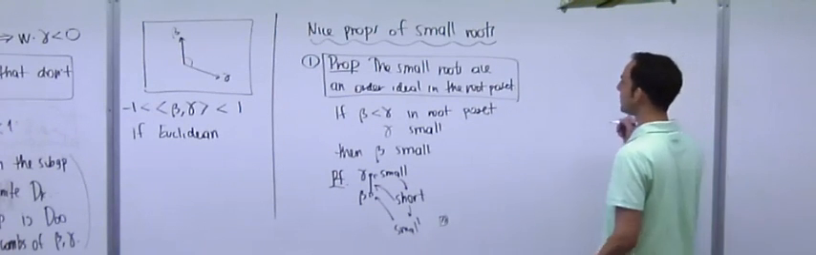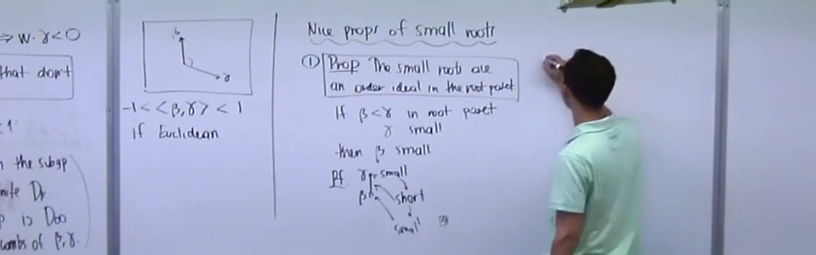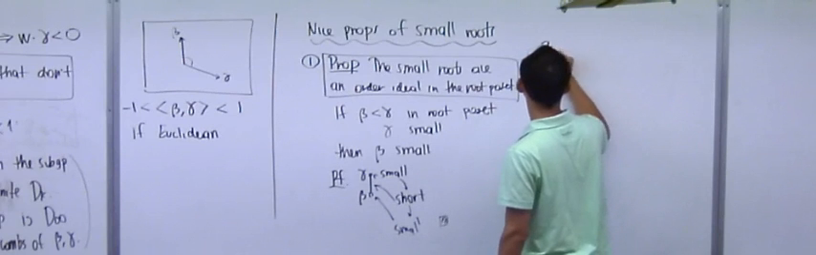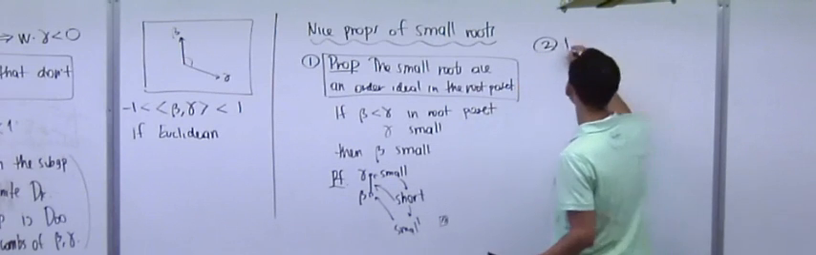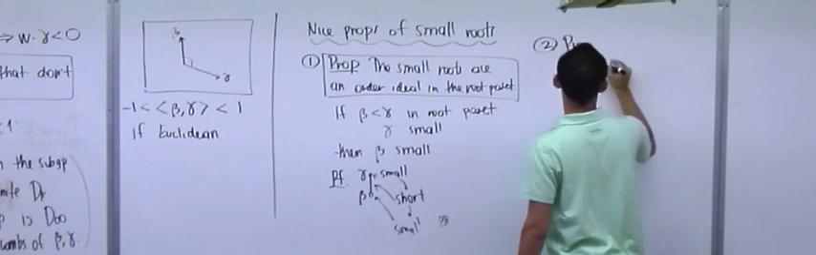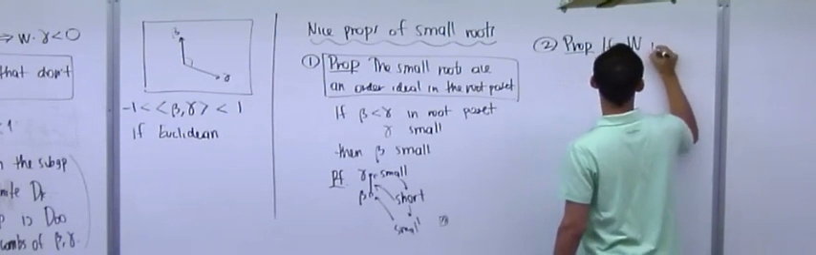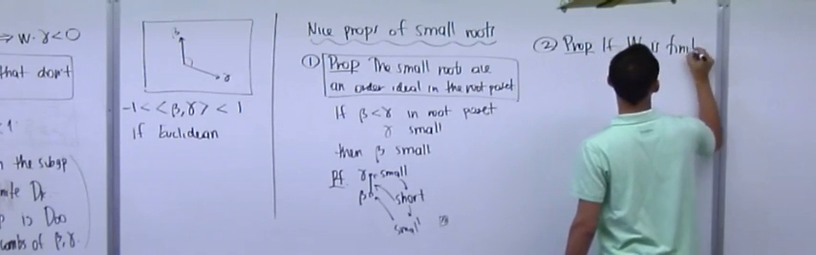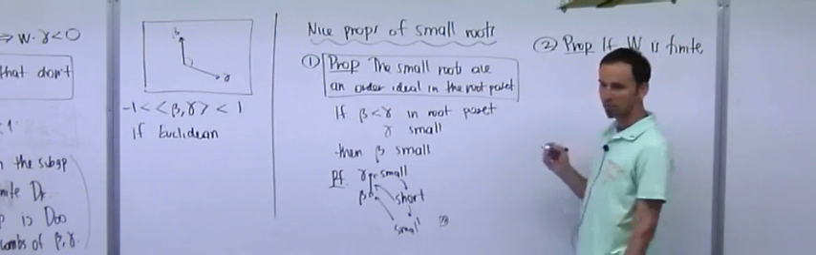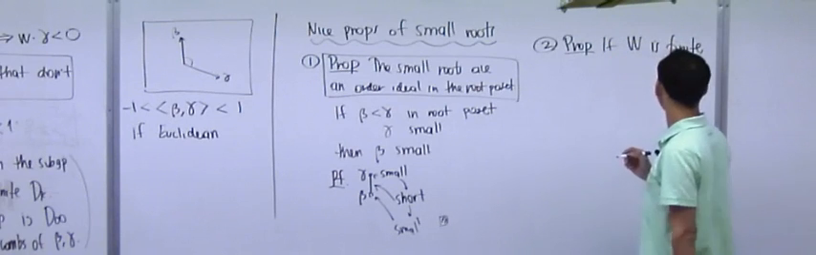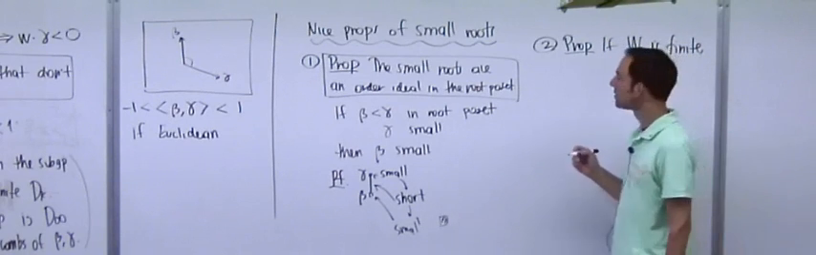Second one. Proposition. If the group is finite, then this might be a bit of a surprise to you. If a group is finite, every root is small.